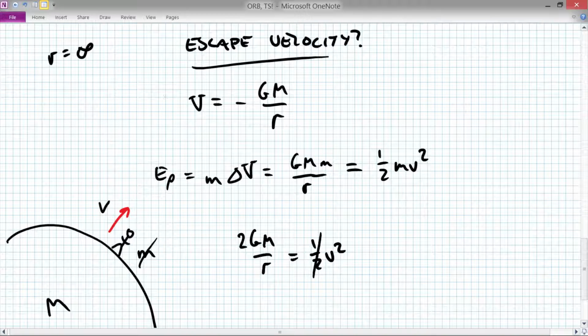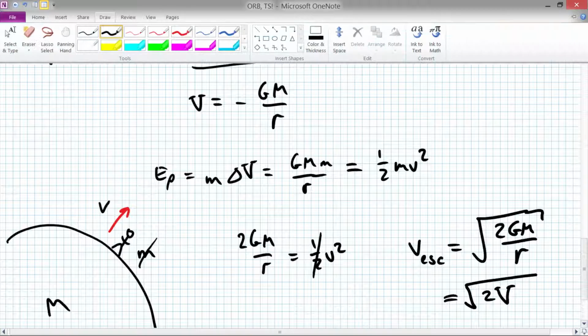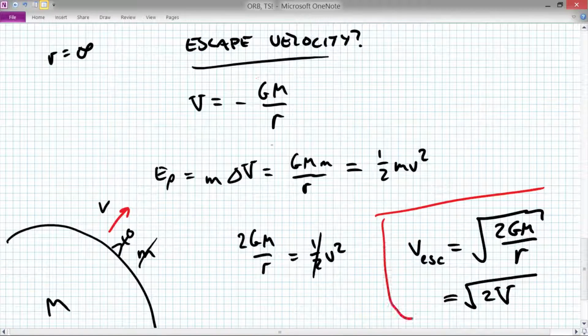If I multiply both sides by 2, I can bring the 2 over there. And then finally, square root both sides, my escape velocity, so V escape, is just the square root of 2GM over r, which actually, again, if you spot, is equal to the square root of 2 big V. So it's the square root of twice the potential at the surface. So again, it makes sense that it's linked to energy. So that's how you derive in an exam how to get your escape velocity.